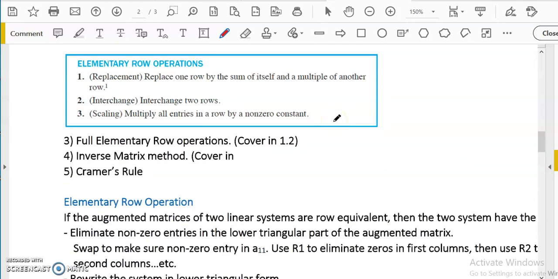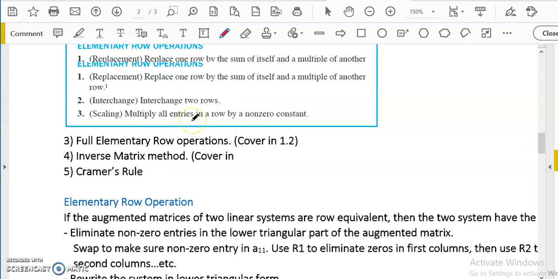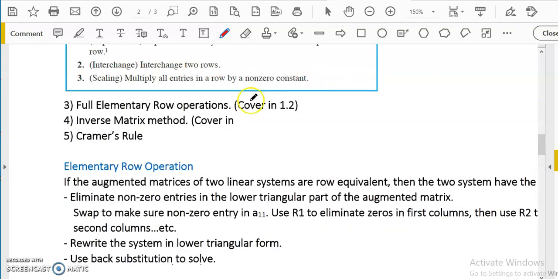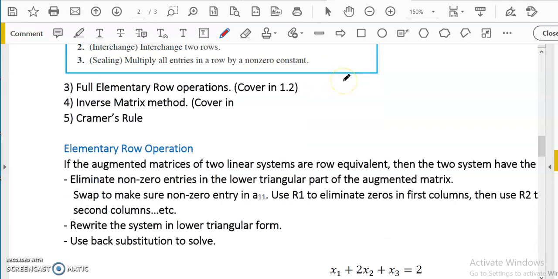So the things that you can do is you can replace one row by the sum of itself and a multiple of another row. So if you're going to replace a row, you cannot change only yourself, but you can add a multiple of another row. You can interchange two rows just like you interchange two equations, and you can do scaling. You can multiply all the entries in one row and change it. But remember, you cannot change a row at the same time as another row. You can multiply by a number, change it, or you can add a multiple of another one.